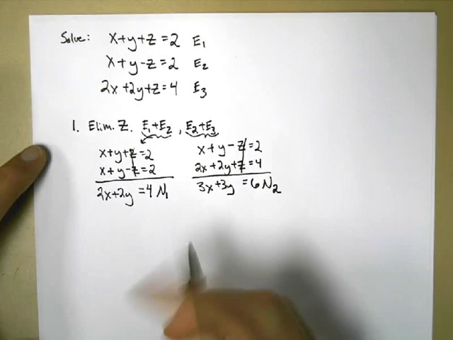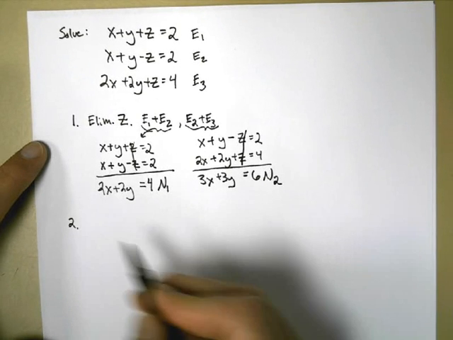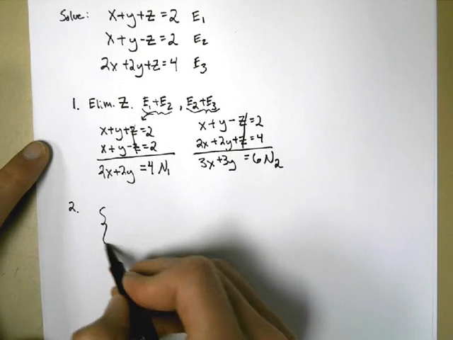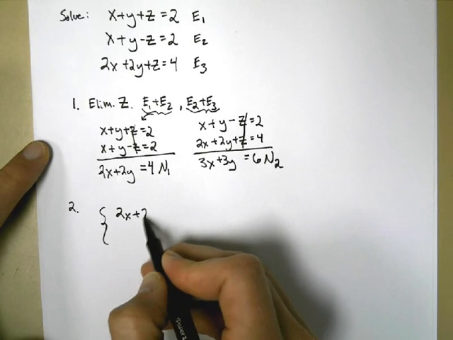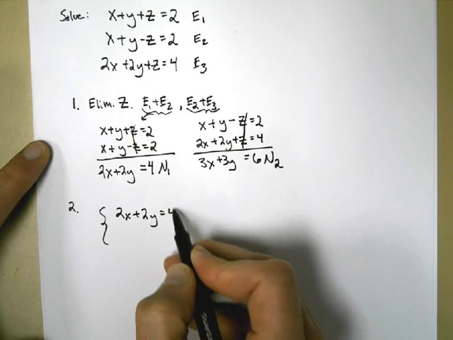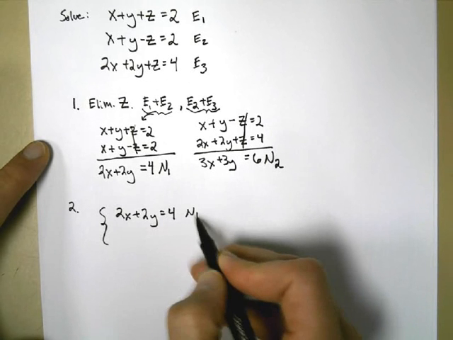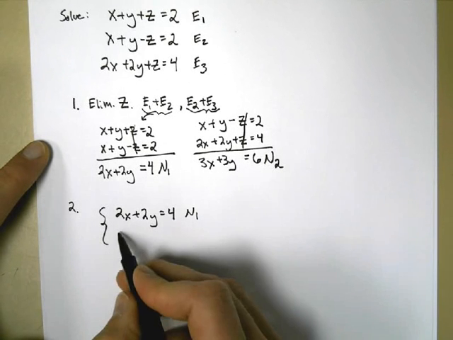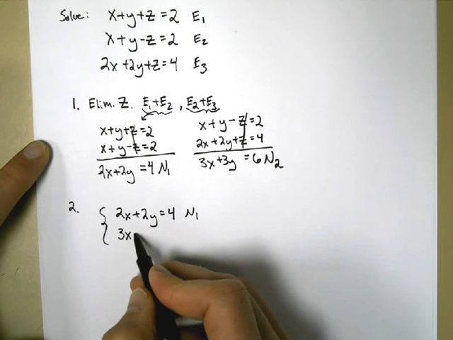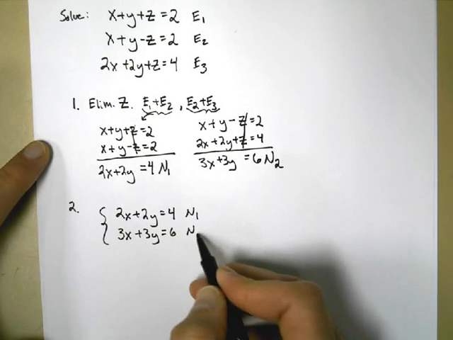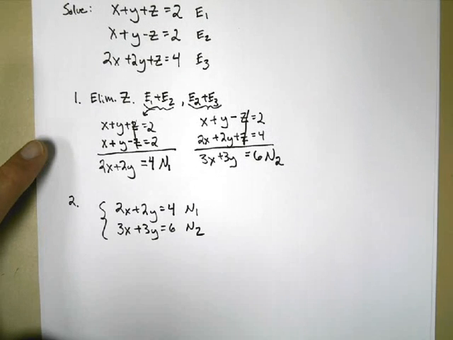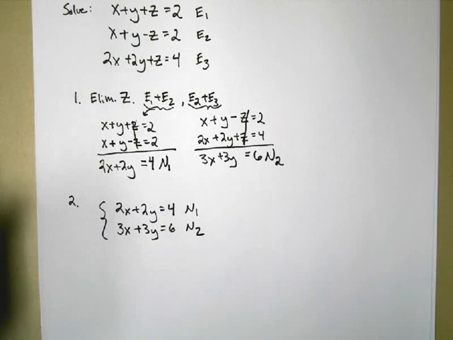If I set up my second step, the two equations with two unknowns I now have are 2x plus 2y equals 4. That was new equation 1. And my second equation is 3x plus 3y equals 6. That was new equation 2. Now my goal is to eliminate another variable, kind of like we did in section 3.2.